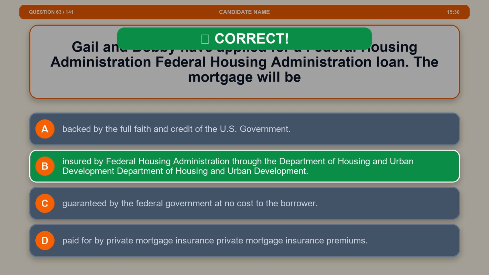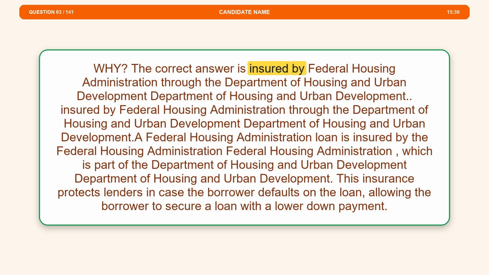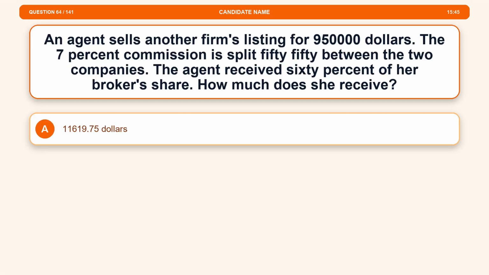The correct answer is option B. Insured by the Federal Housing Administration through the Department of Housing and Urban Development. A Federal Housing Administration loan is insured by the Federal Housing Administration, which is part of the Department of Housing and Urban Development. This insurance protects lenders in case the borrower defaults on the loan, allowing the borrower to secure a loan with a lower down payment.